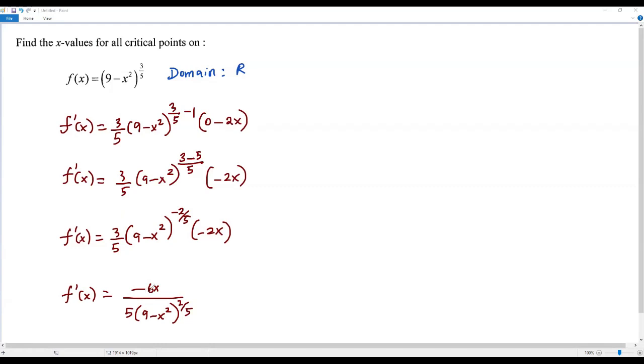So it becomes f prime of x equals negative 6x over 5 times (9 minus x squared) whole to the power of 2/5. Okay, now what I'm going to do is equate the first derivative to 0 and solve for x to get the x values for all critical points. Okay, now let me equate the first derivative to 0. That is f prime of x equals 0.